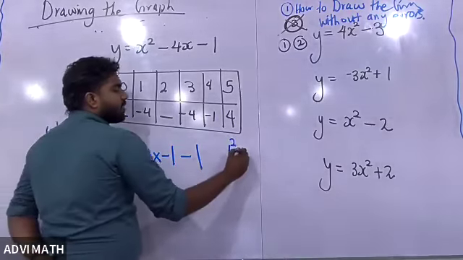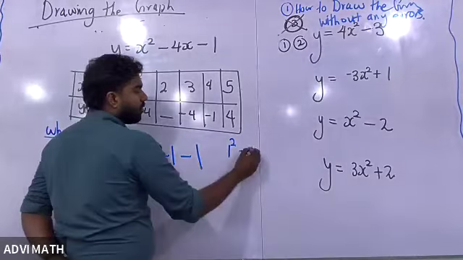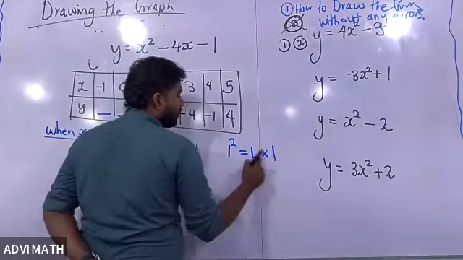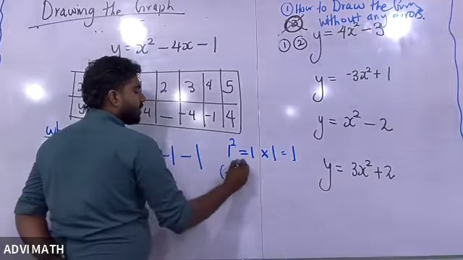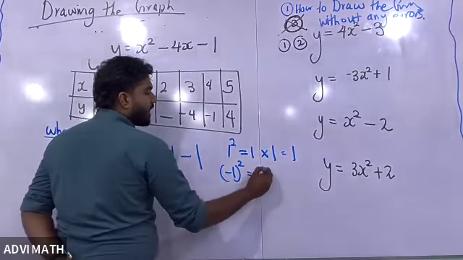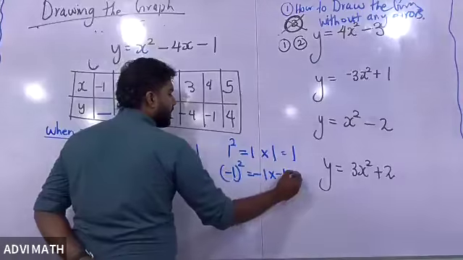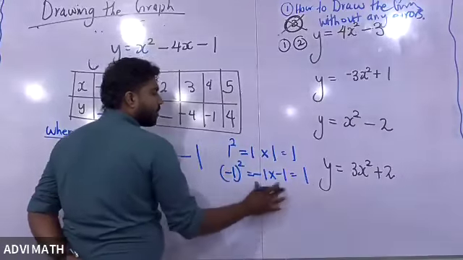1 squared, what is the meaning of this? 1 into 1. So 1 into 1, the answer is what? 1. Minus 1 whole thing square. What is the answer? Minus 1 into minus 1. 1 into 1? 1. Minus into minus?